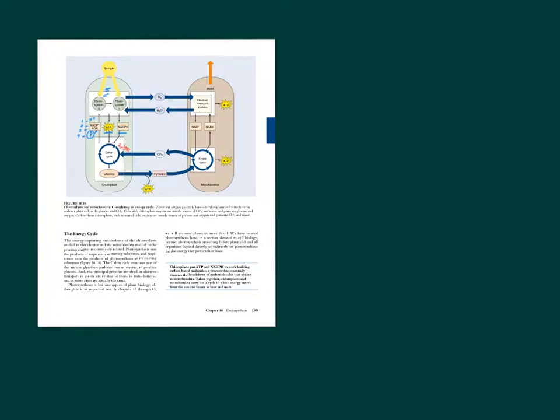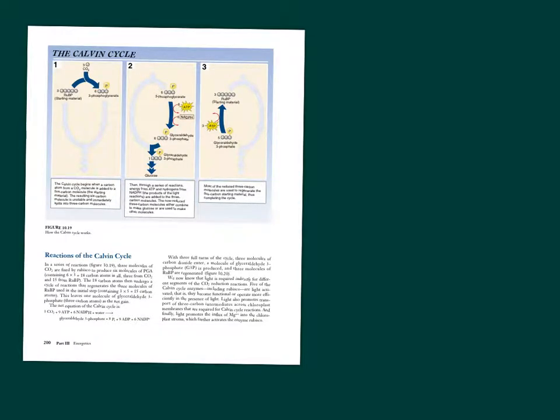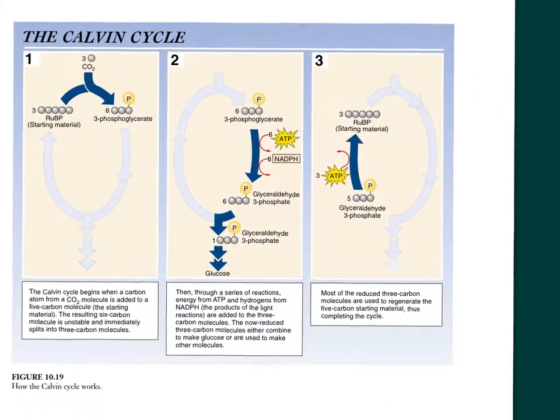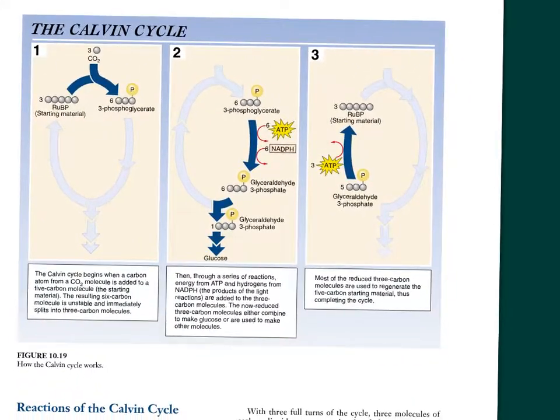Okay, let's move on to the next step. Now here, I don't want you to know the details. I'm only showing you this for one reason only. I want you to see you're taking three CO2s, which means how many carbons? Three carbons, because CO2 has one carbon each. Three of them means three carbons, right?